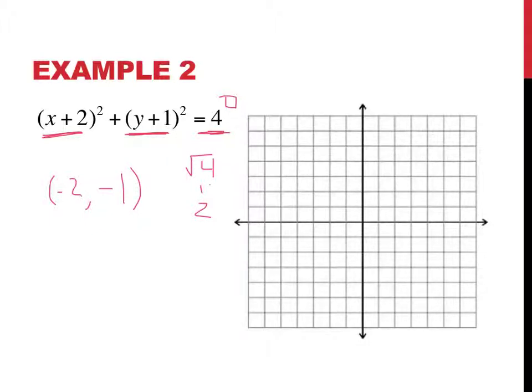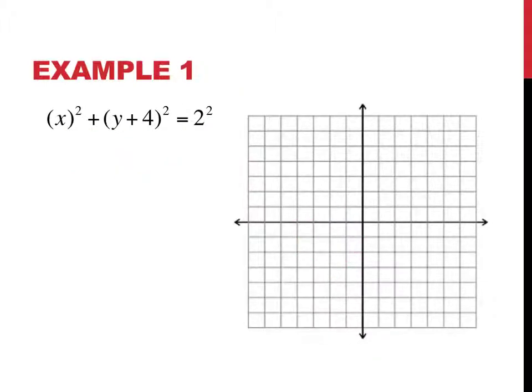Now the first thing we need to do is graph our center. We go to negative 2, negative 1, and our center is right there. Now, every point on the circle is going to be 2 units away. So points like this, and this, and this, and this are all going to be on our circle. Next, we just connect all these points, and our circle is going to look something like that.